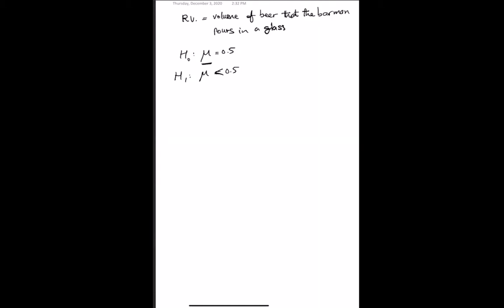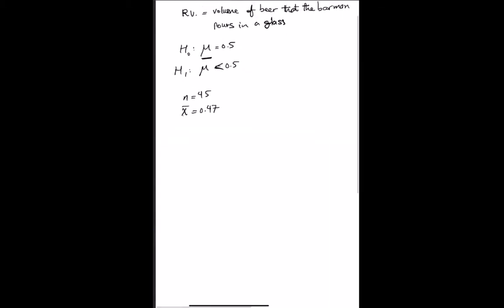Okay, what about the first line? What is the sample size? Sample size is 45, and then average of this sample is 0.47 liter. Okay, so these are important pieces of information. And then the other thing is that we also know the standard deviation is considered as 0.19 liters.